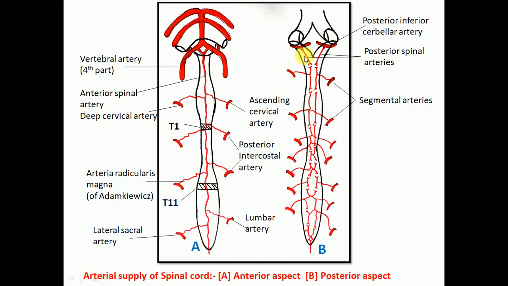Posterior aspect, there are 2 right and left posterior spinal arteries. They arise either from the vertebral artery or from the posterior inferior cerebellar arteries, and they run within the posterolateral sulcus present in the posterolateral aspect of the spinal cord. So in short, the anterior spinal artery supplies the anterior 2/3 portion of the spinal cord, and the posterior spinal artery supplies the posterior 1/3 of the spinal cord.